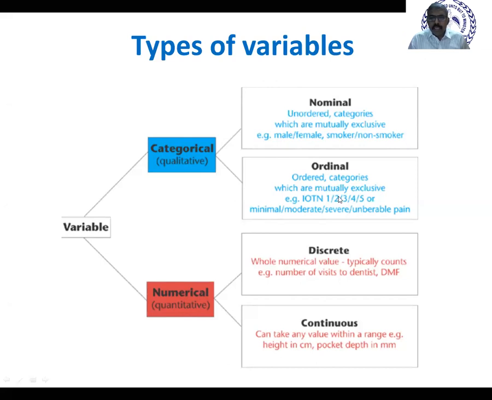Ordinal means there is some order, like disease severity in asthma: mild, moderate, severe. That's also categorical. In numerical data, we have discrete data, like number of visits: 1, 2, 3, 4, 5. Or it could be continuous data, like height in centimeters. We have 10-year-old children, and height may differ in different children. So you cannot write only one number, you have to give a range. That is continuous data.